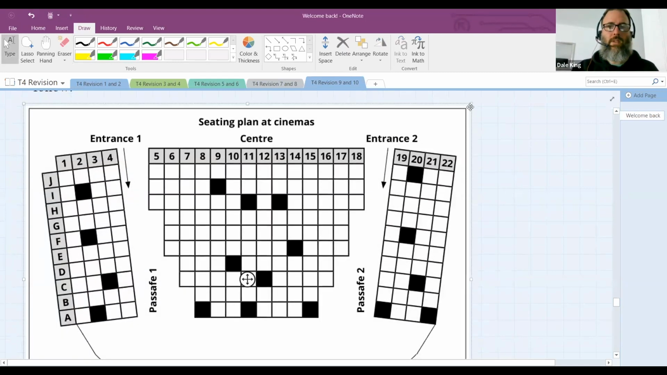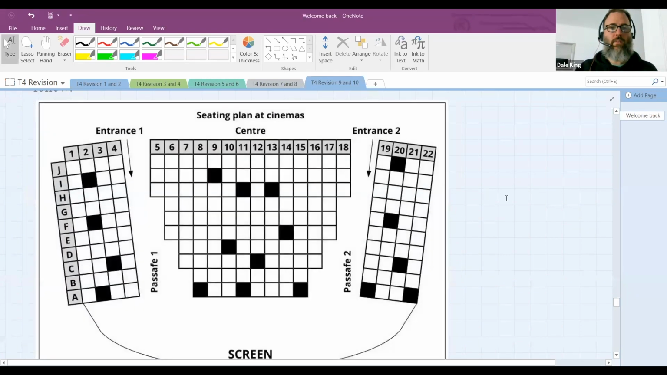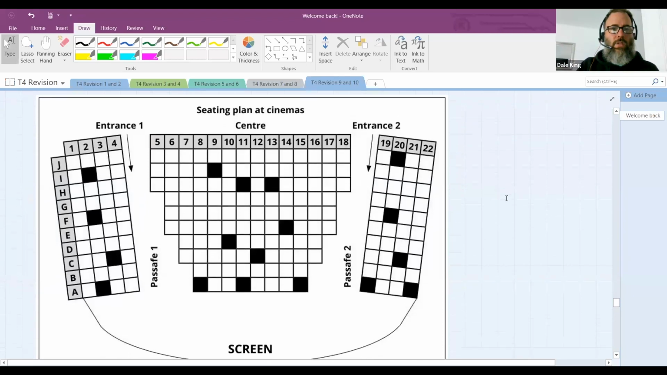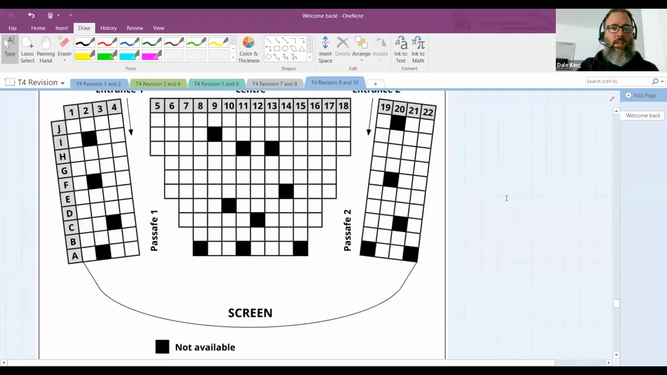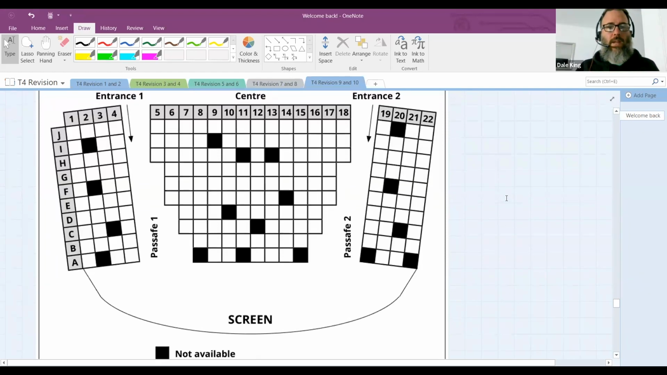So there's a movie cinema, okay, with all the seats. And you know, if you go to the movie, you have to buy a ticket, and then you use your ticket to go and find where you're sitting in the movie theater. All right, those black squares are seats that are not available. So if you've been to the movie theater and there's like a computer screen, or even if you do it on your phone, you can see which seats are not available. So here's a plan of a movie theater, and the seats in black are not available.